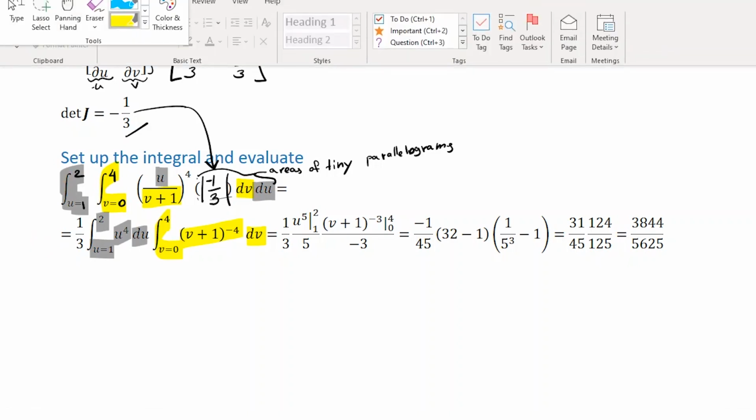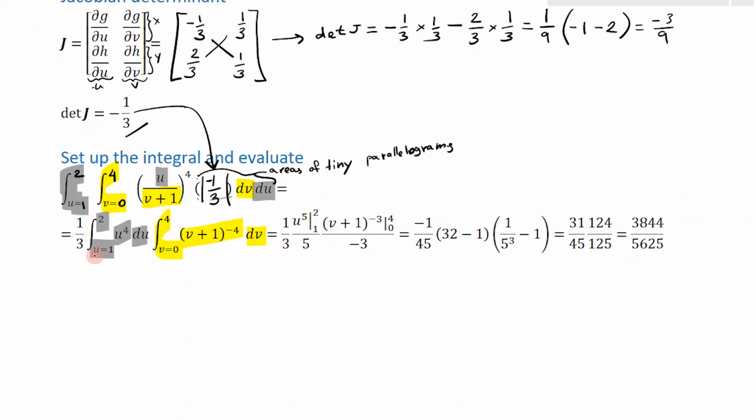Next, I was integrating, and I got 1/3, and then this became u to the 5th over 5 from 1 to 2. This became v plus 1 to the power of -3 over -3 from 0 to 4. The denominator became 45, and then this negative is here. 2 to the 5th is 32. Then I have -1. Then here I have 5 to the -3 minus 1 to the -3. That's what I have here. And 5 is coming from 1 plus 4. Then this is 125.